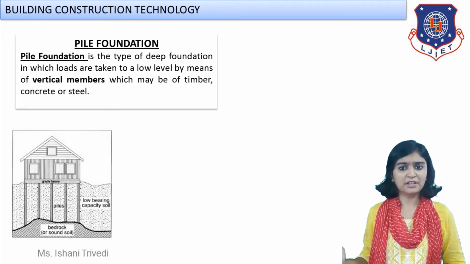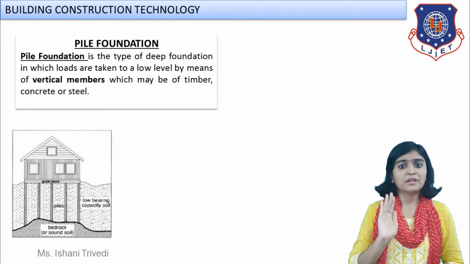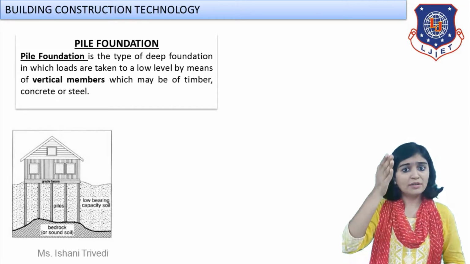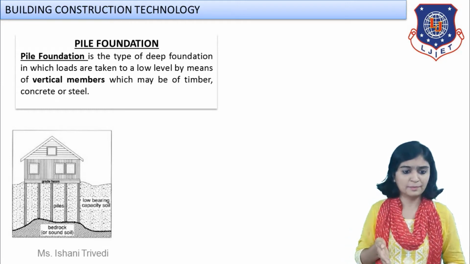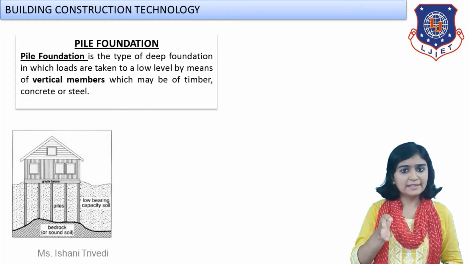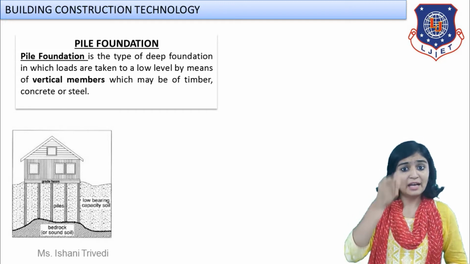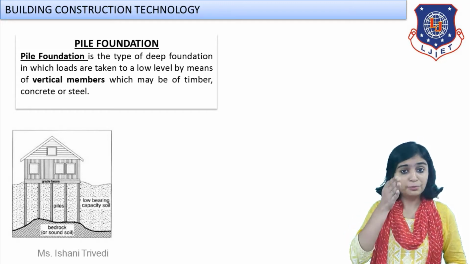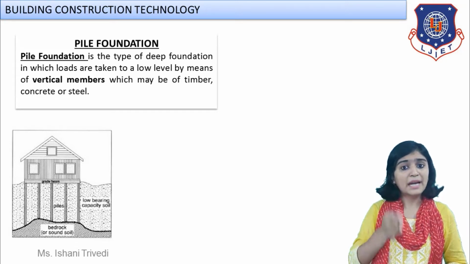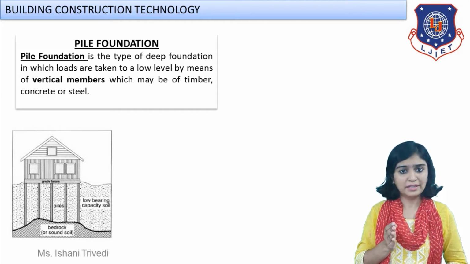Have a look at the picture, a simple type of house. You can see over here a simple type of house. The house is resting on supporting pillars. Let us call them pillars. Your house is supported on the pillars. Now, these pillars are inserted into the ground up to where? Yes, up to the hard strata or the bedrock, where the desirable bearing capacity of the soil is available.